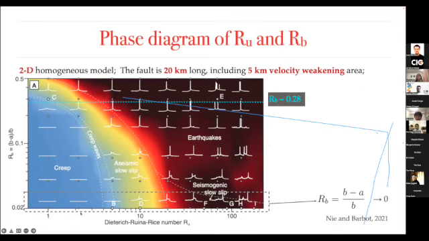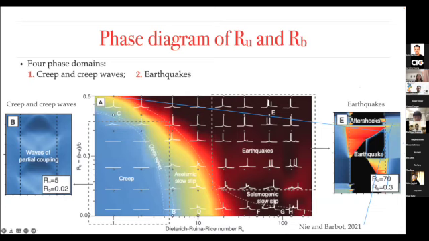In this phase diagram, we identify four subdomains. The first domain that I'm going to introduce is this big bluish area, which means creep or creep waves. The nucleation is limited by the boundary of the asperities and results in either constant speed creep or creep waves, or waves of partial coupling. Creep waves mean that the creep speed can be faster and slower over time, and they are extra long-term slow slip events.